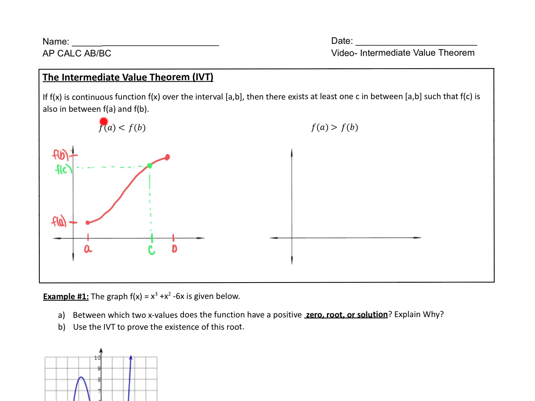Now, this could be true when the y value at f of a is smaller than f of b. And this also is true if I switched it. So let's just say my curve, I don't know, looks something like this. Here is my a, and here is my b. And here, f of a is larger than f of b. And the concept is still the same, that there is going to exist a c, so I put the c here, such that the y value, f of c, is in between f of a and f of b. So how do we use this? Well, we use this to prove existence of roots and or solutions.